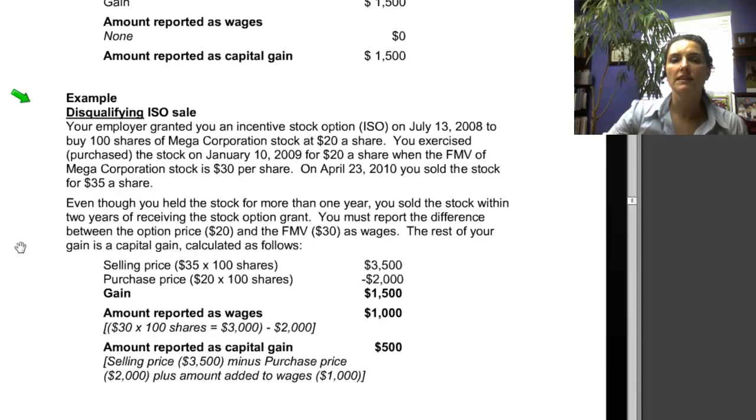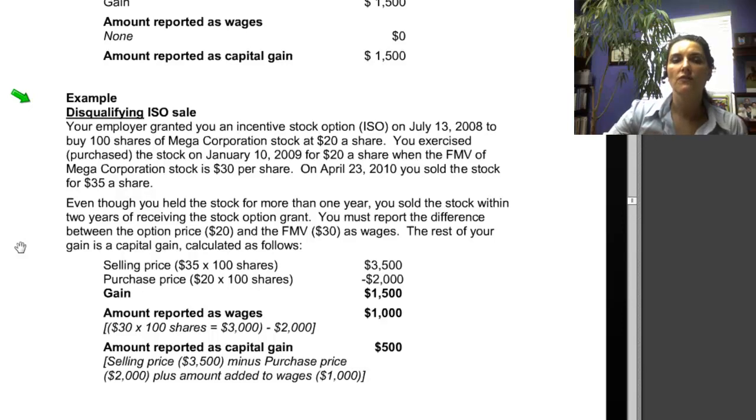Your employer granted you an incentive stock option on July 13, 2008 to buy 100 shares of Mega Corporation stock at $20 a share. You exercised or purchased the stock on January 10, 2009 for $20 a share, when the fair market value of the stock was $30 a share. Then on April 23, 2010, you sold the stock for $35 a share.